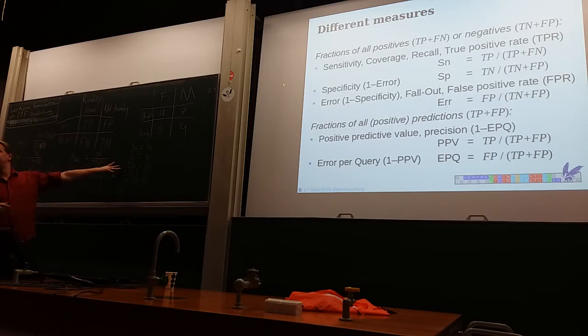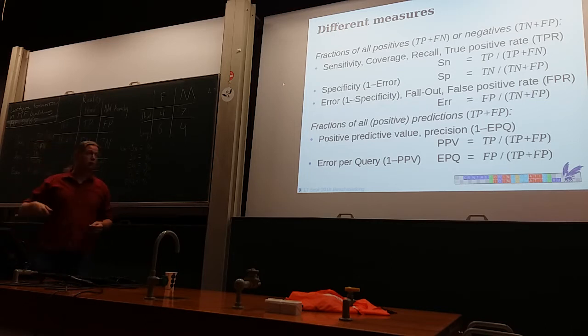We'll use these ones for the rest of this lecture, but you will likely encounter different ones spread out through the literature as well. Coverage, for example, we will also use here. Coverage is sensitivity. Right, but the PPV is the same as precision. It's the complement of error per query, which is also the negative predictive value.